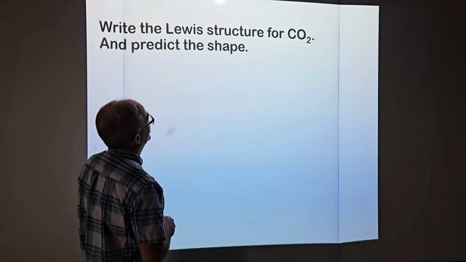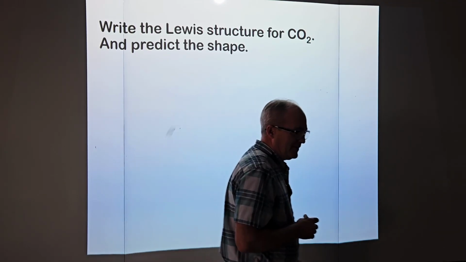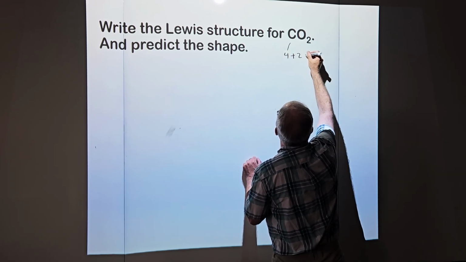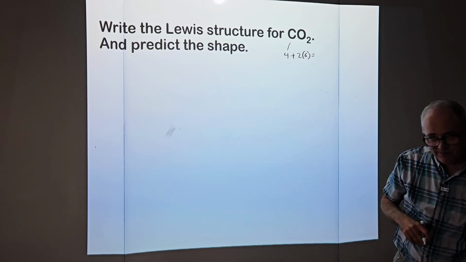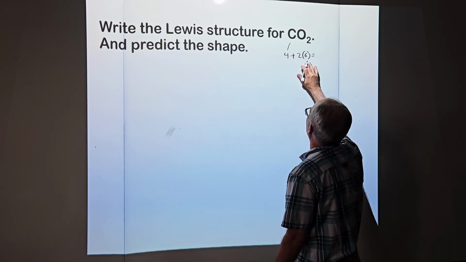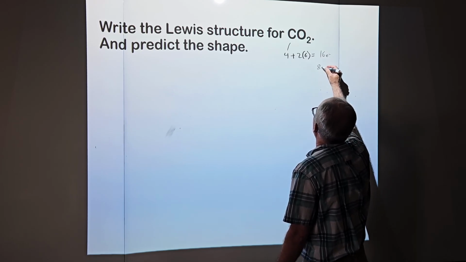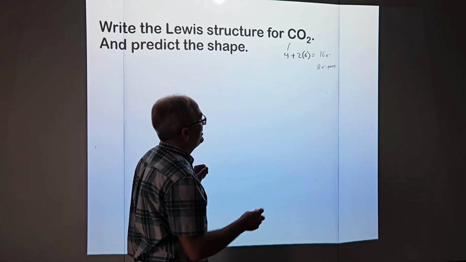Write the Lewis structure for carbon dioxide and predict the shape. What's our first step? I look up at the periodic table and I get 4 for carbon. I've got 2 oxygens and I get 6 each. So I'm summing up all my valence electrons: 12, and 4 should be 16 electrons. That should give me 8 electron pairs. All right, what do I do with my 8 pairs?